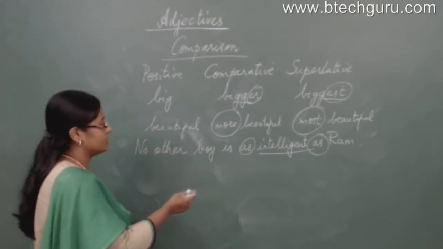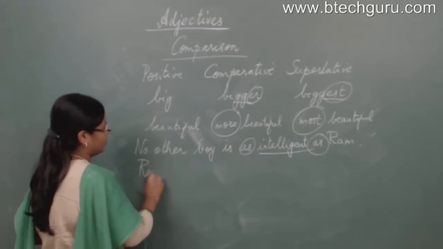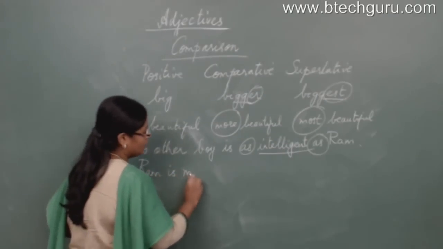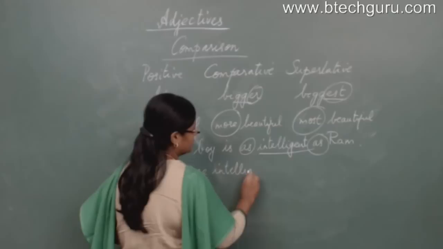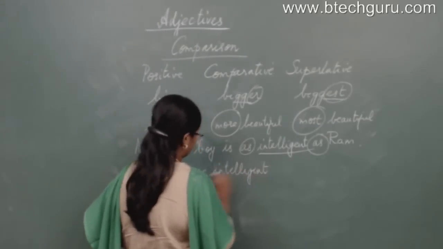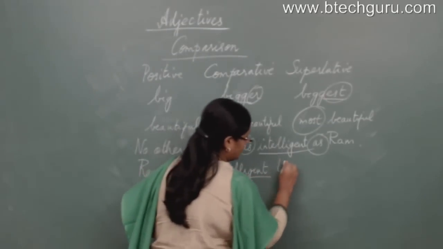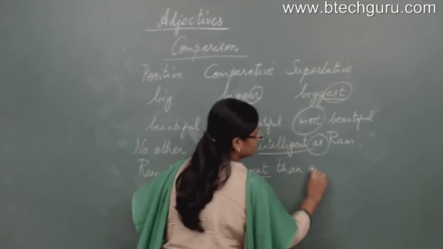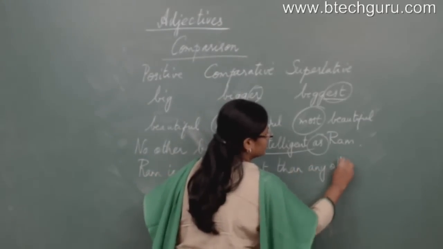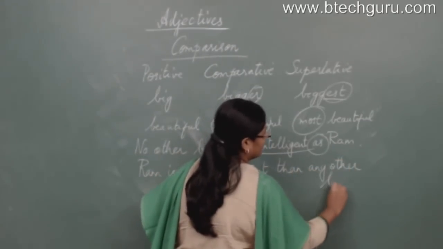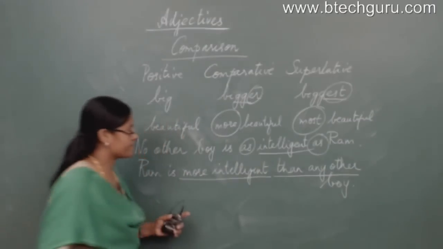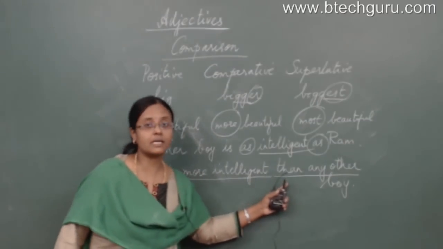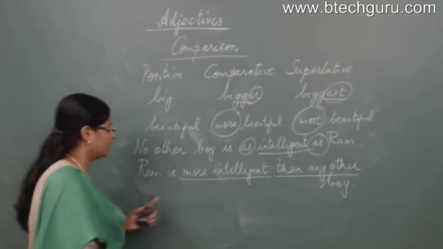Now come to the comparative degree. Now Ram is more intelligent. So this format is important to remember: more intelligent than any other. See, every word is important here. Than any other boy, again a singular form. Ram is more intelligent than any other boy. Then the superlative.